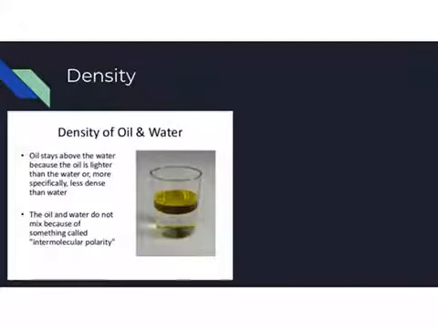So intermolecular polarity. And this is the forces that are in between the atoms within the molecules. The attractive forces that are among the molecules are known as intermolecular forces.